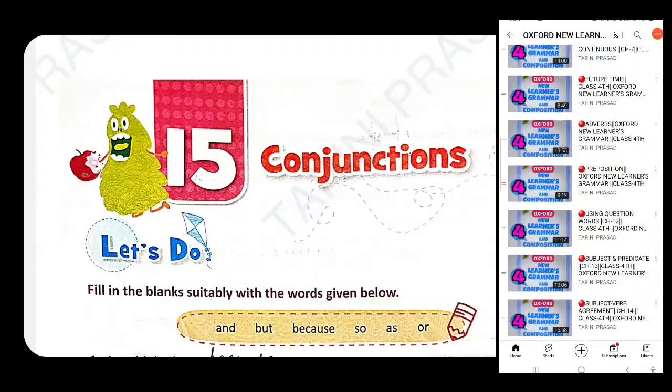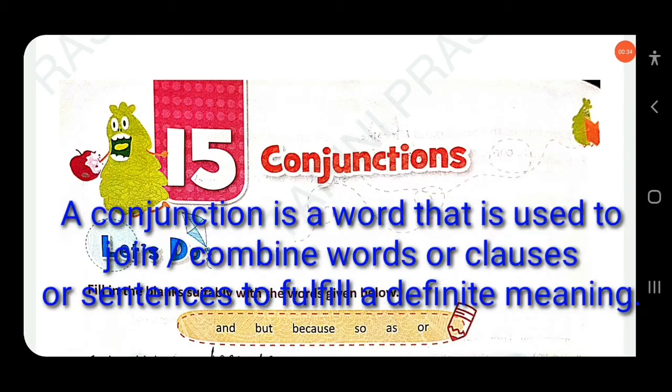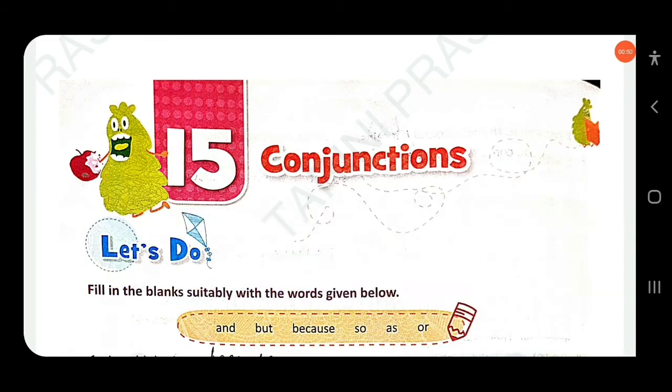You know conjunction means joining words. A conjunction is a word that is used to join or combine words or clauses or sentences to fulfill a definite meaning. Conjunctions are also called linking words. Clear? So here take an example.